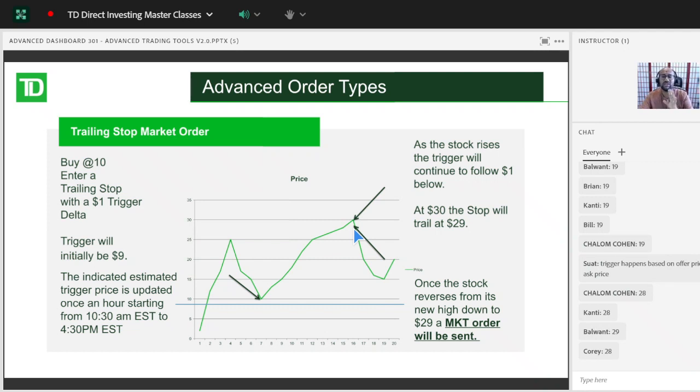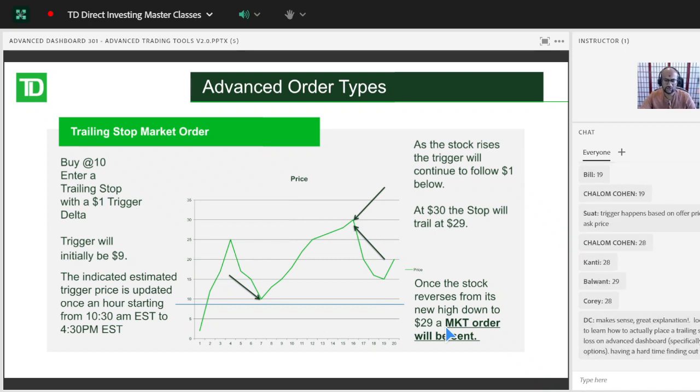That is when my order is going to get sold as soon as it gets triggered at 29 as a market order. As soon as it triggers, it turns into a market order as a sell, and it'll sell for whatever price is available, and we will be out of the position, okay? So that's how it works there. So hopefully that's clear. Just let me know.